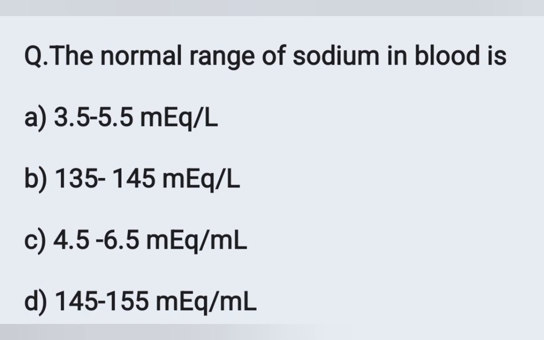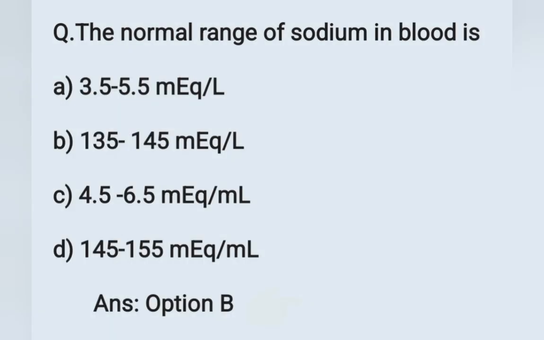The normal range of sodium in blood, that is serum sodium level, is? Options: option A 3.5 to 5.5 milliequivalent per liter, option B 135 to 145 milliequivalent per liter, option C 4.5 to 6.5 milliequivalent per liter, and option D 145 to 155 milliequivalent per liter. Normal sodium in blood, or serum sodium level, is 135 to 145 milliequivalent per liter. Option B is the correct answer. Normal values are an important area. Any one question we can expect from this area.